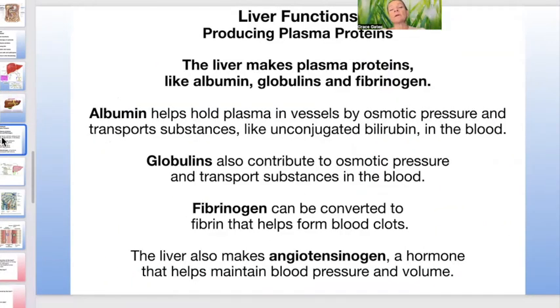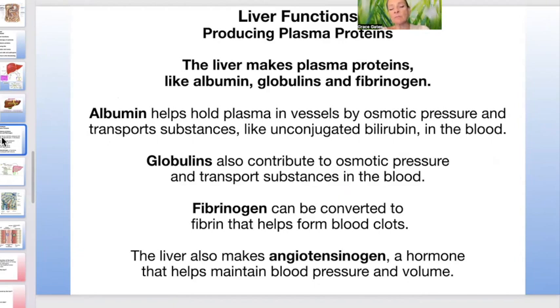Okay, so the liver also produces plasma proteins. Plasma proteins include albumin, globulins, and fibrinogen. Albumin is a plasma protein, meaning a protein that is carried around in plasma, and plasma is the water part of blood as opposed to red blood cells or platelets. So albumin, this protein, helps hold plasma in vessels by osmotic pressure.